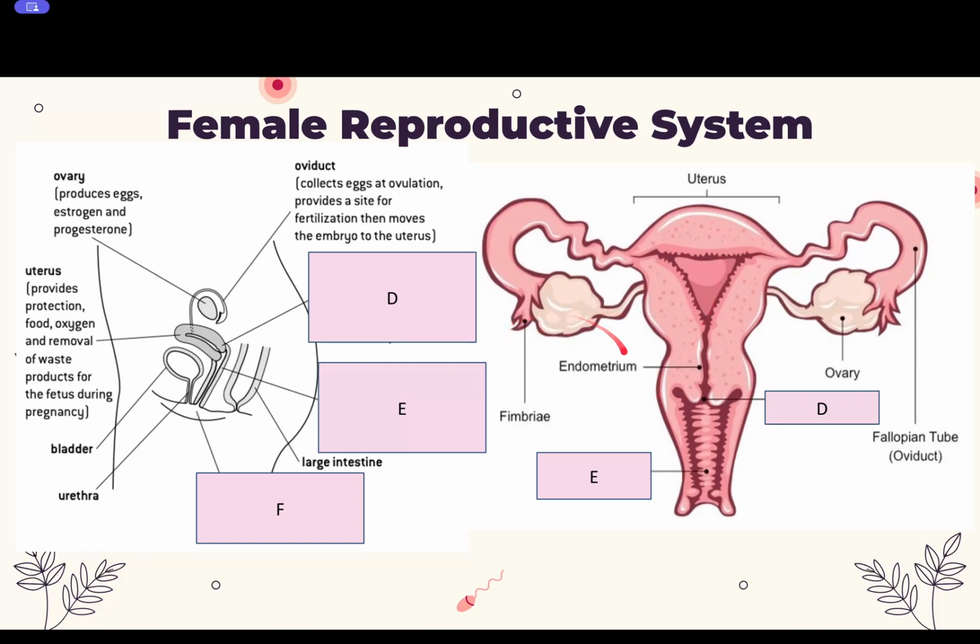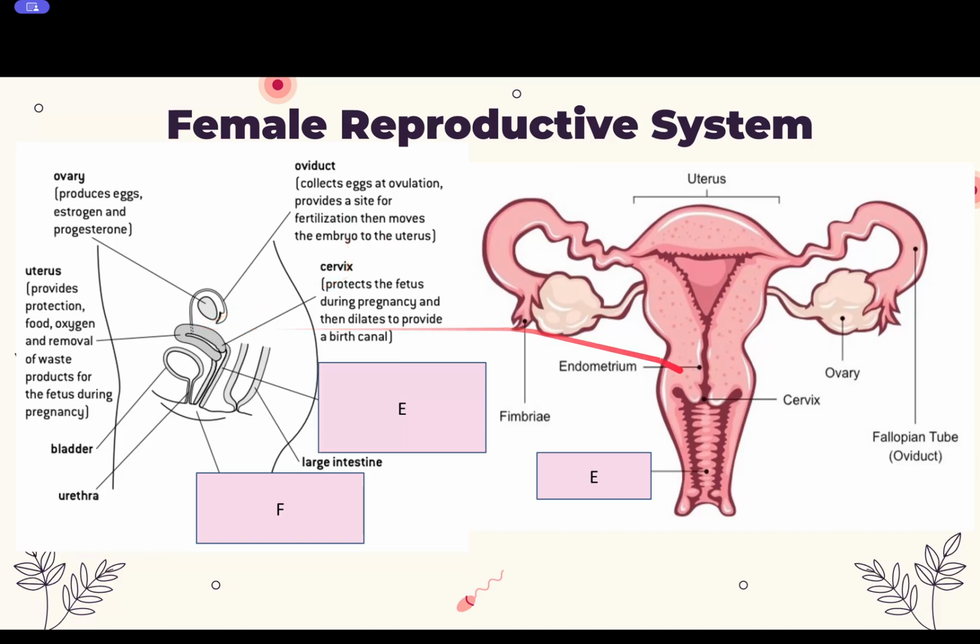C1 is just the endometrium. The endometrium is the thick lining of the uterus that makes it a safe place for the embryo to exist. D is the cervix. The cervix is the thing that protects the fetus during pregnancy, and then also the one that dilates to open up into the birth canal, basically.